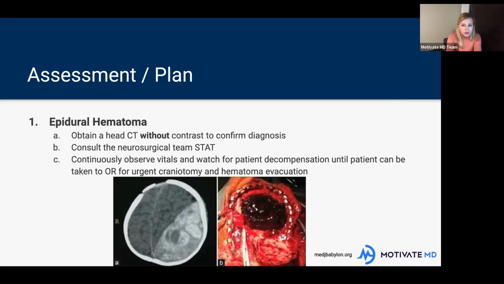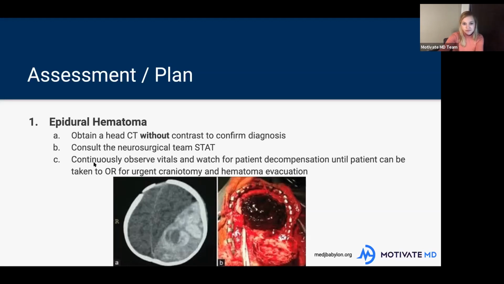Exactly. So we want to monitor their vital signs in case the brain swelling affects their respiratory drive so much that they can no longer breathe. That would be an indication that this patient needs to be intubated right away. There's no point in taking them to surgery if they pass away before they can even get to the OR. So that's why we want to be very careful with this patient. Always have somebody in the room with them, monitoring them, and make sure that they don't decompensate or go downhill, stop breathing, or develop any other problems before they can get to surgery.